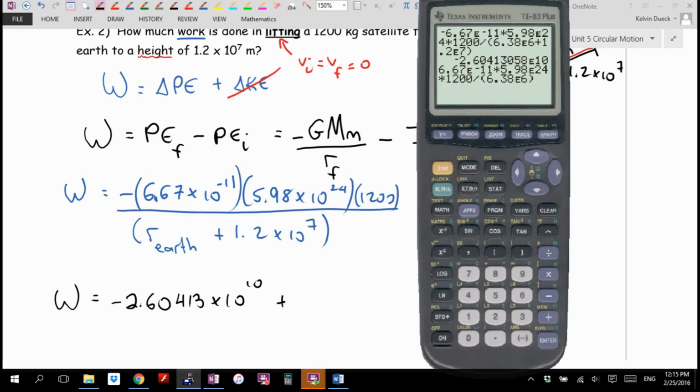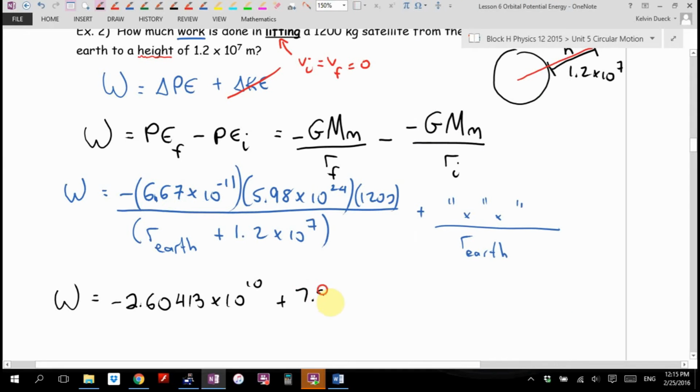Okay. Should get a positive answer, yes, because I deleted the negative. Now, if you forget to delete the negative and you just get a negative answer, it's pretty easy to write down the positive version. Anyway, I get, hey, it's in the 10 to the 10th range. Yay. I get 7.50218 times 10 to the 10th.